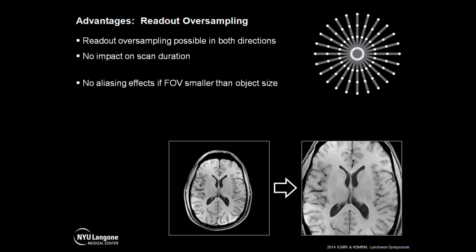Another interesting property of this radial geometry is that we can perform readout oversampling in both directions. So what we can do is sample the data twice as fast, and in this case we get oversampling along the X direction and also along the Y direction. And this does not have an impact on the scan time, so it does not prolong our scans. This is different from Cartesian sampling, because with Cartesian sampling we would have to acquire additional lines along the Y direction to get oversampling along this direction. And that means, in practice, if we use radial sampling, we can always make the field of view smaller than the object itself, and we will not get infolding or aliasing artifacts.